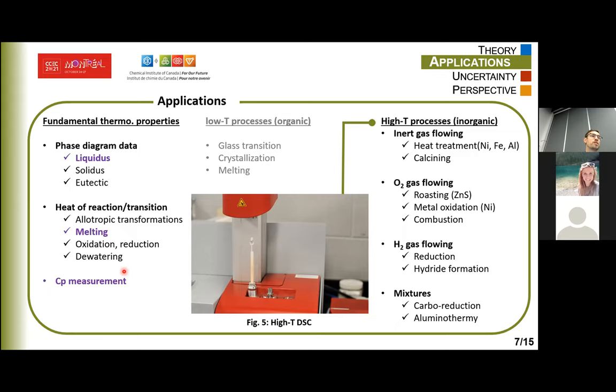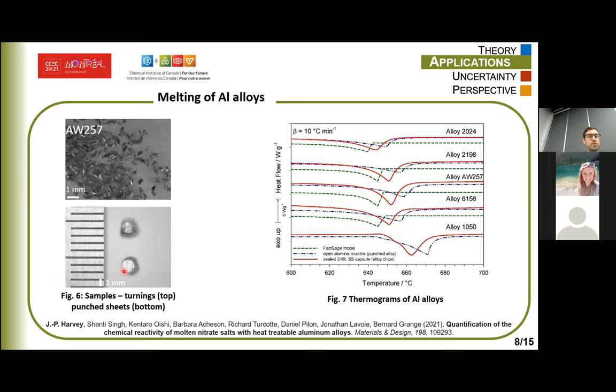We can also use different types of gases. We can work under oxidant condition or reducing condition. And we can also play with mixtures and study more complex pyrometallurgical processes like carboreduction, aluminothermy, all these kinds of processes. So here is a couple of examples that we published recently and which highlight the use of the DSC.